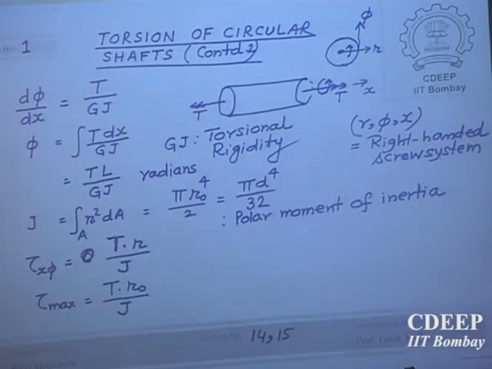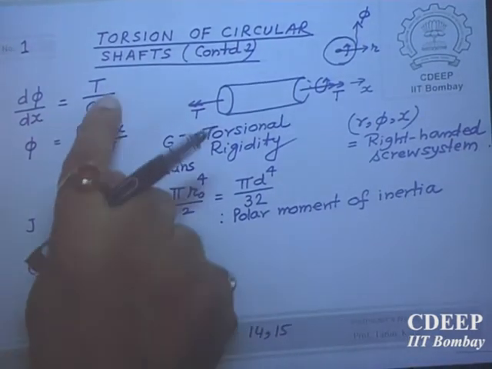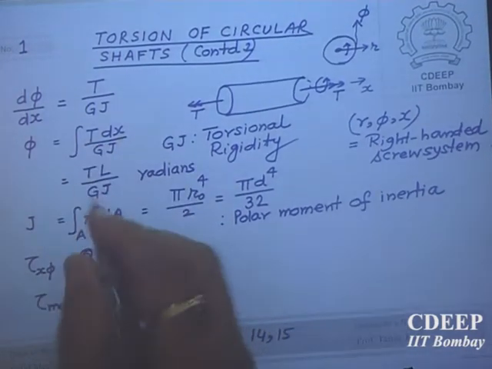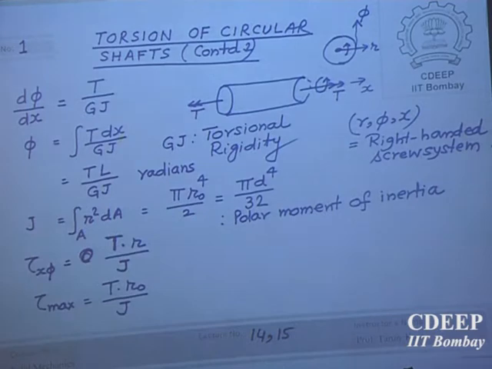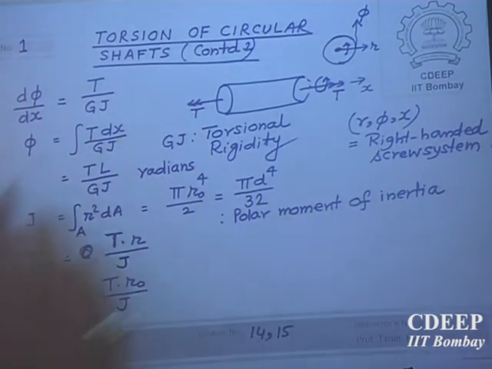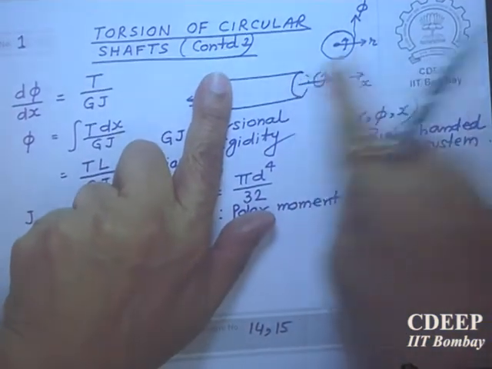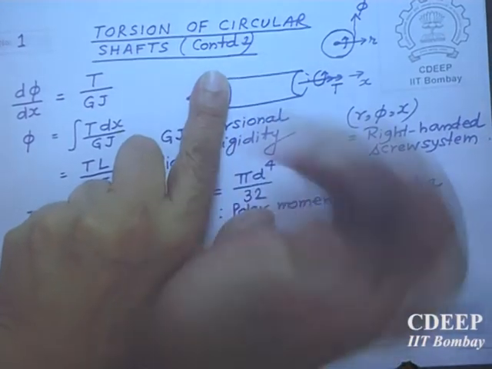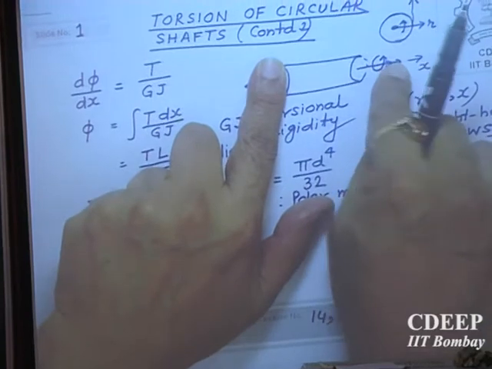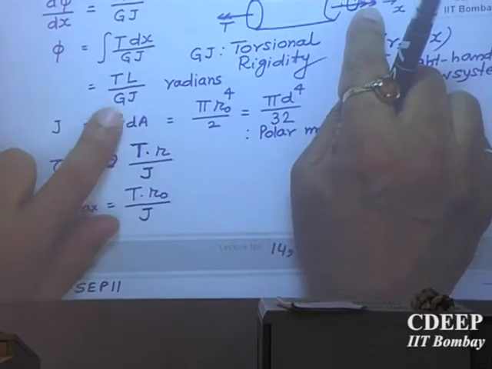and that is given by this. Then if you want to find out total twist, you have to integrate this and you will get it like this. If T is constant over the length, then you get TL by GJ. So the total twist of this end, if the other is clamped, and this end which is twisted, not rotated, but twisted by a torque T, then rotates by TL by GJ.